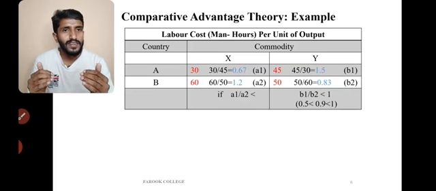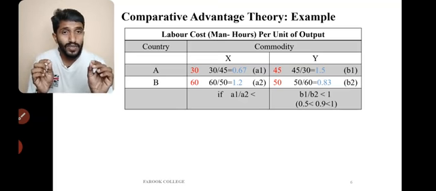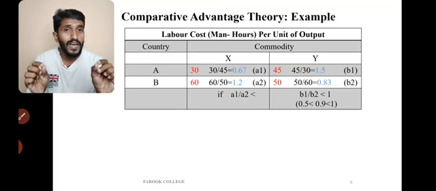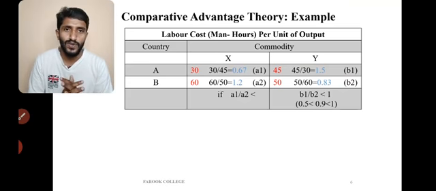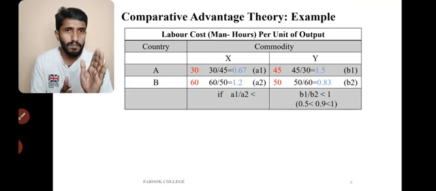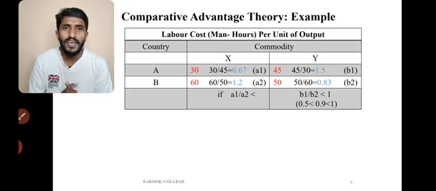Then if we are talking about absolute advantage, A has the absolute advantage, right? I leave comparative for the time being, but in absolute advantage, A has the absolute advantage in producing X. Then what about Y?